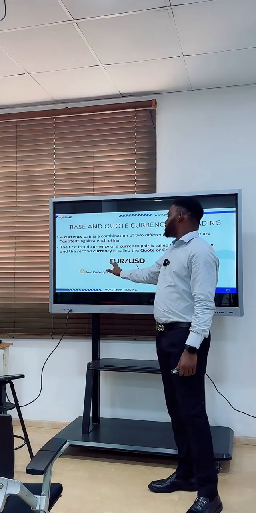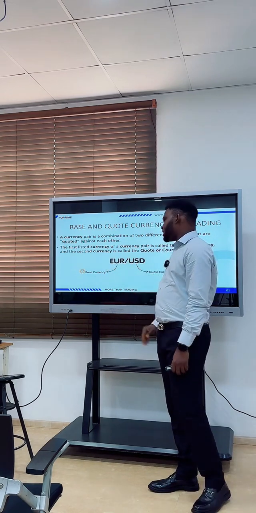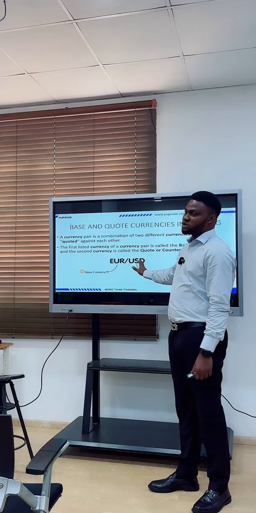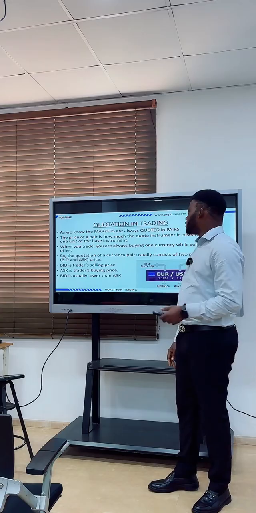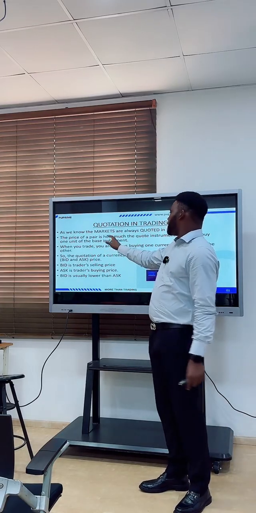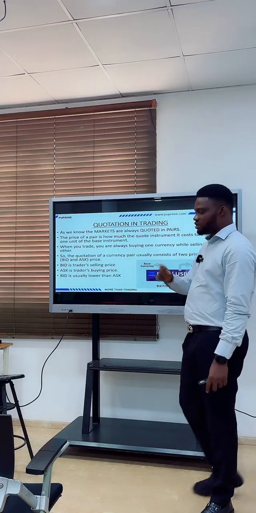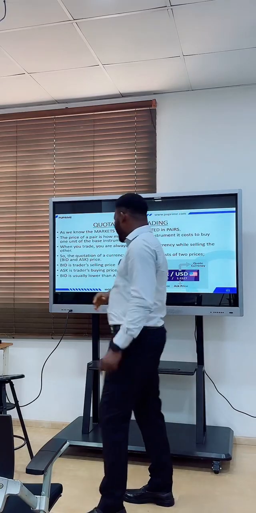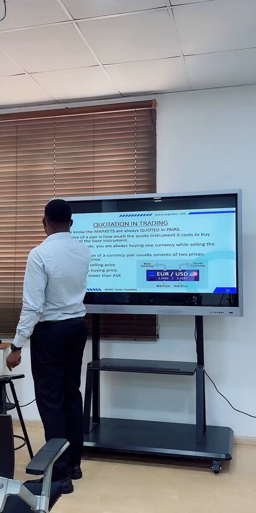Now, the first listed currency is referred to as the base currency, and the second listed currency is referred to as the quote currency. The implication of that, we will know now. The price of a pair is how much of the quote currency it costs to buy 1 unit of the base currency. Let me explain this in a way that we understand it.